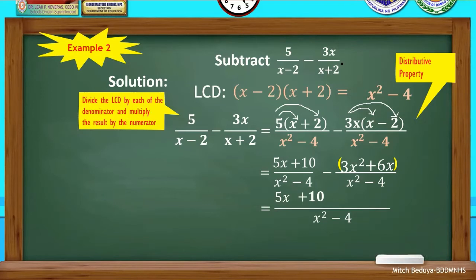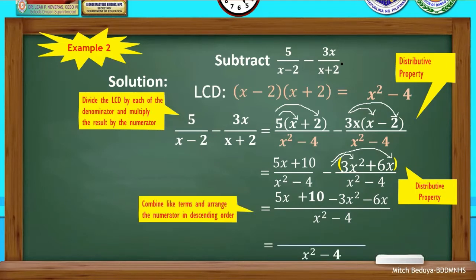To combine the numerators, we will first distribute the negative sign to the numerator of the second fraction. So, we have (5x plus 10 minus 3x squared minus 6x) all over (x squared minus 4). We can now combine the terms of the numerator. So, the result is (negative 3x squared minus x plus 10) all over (x squared minus 4).